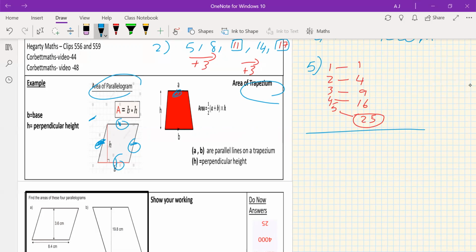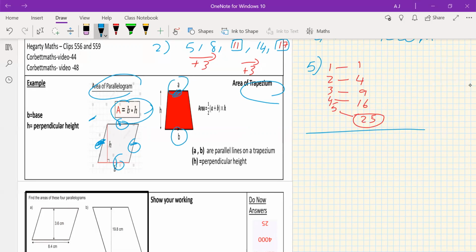But if you look at the trapezium, it has only one set of parallel lines. In this case, A and B are the one set of parallel lines. That's the main difference between those two quadrilaterals. So how are we going to work out the area for those two? If you want to work out the area of a parallelogram, A is equal to base times the height. So the base is there.